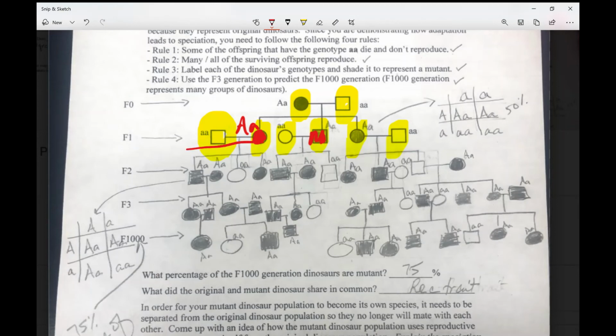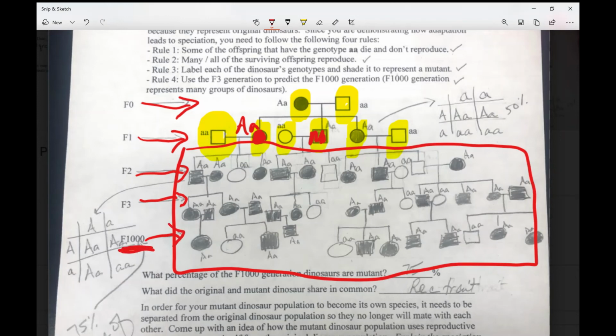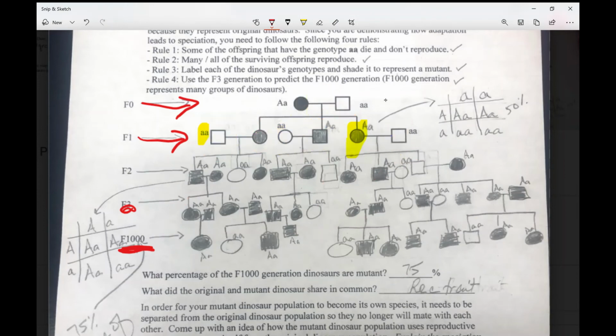So when you build yours, which comes along here, they gave you the 0, which is the parent generation, then your F1, you have to do the F2, F3, and then the 1000th generation. So 1000 generations from this guy here, what's going to be the case? So what I did was I started out with what they gave me.